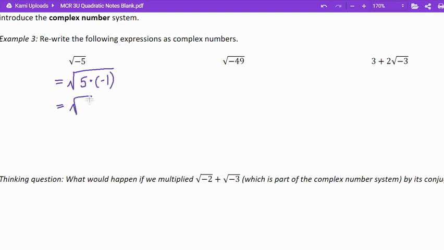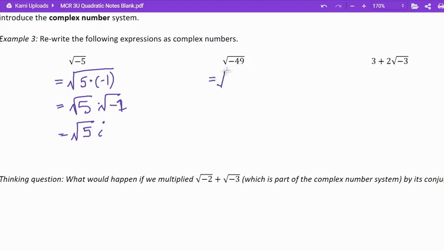Which also means that we can break it down into two roots, right? Root 5 times root -1. Okay, well, we just learned that root -1 can be written as what? As i. And so this is how we can actually rewrite root -5 as an expression of complex numbers.